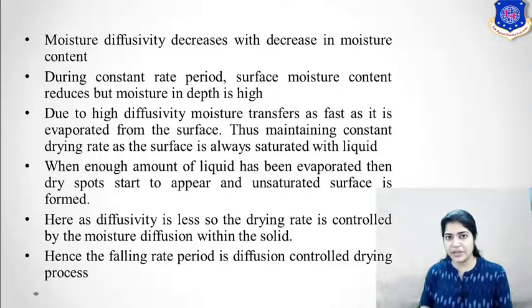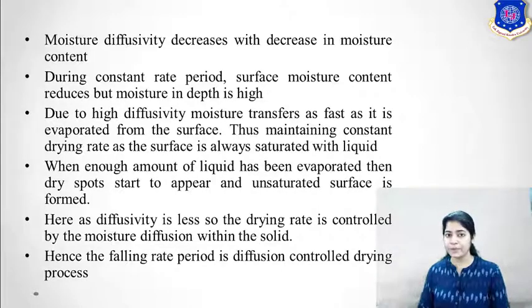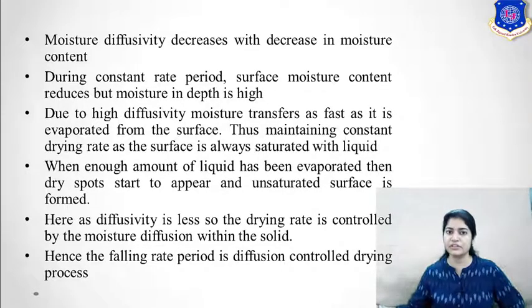In the constant rate period, the rate of drying is what? Constant. Why? Because that is the onset of drying. The moisture content is very high, and as moisture content is high, your diffusivity is also very high. So you can imagine that the transfer of liquid is very fast. Instantly from within the solid it transfers to the surface, and from the surface it instantly transfers to the dry gas. So instantly fast removal of moisture is happening, and because of that your drying rate is constant.